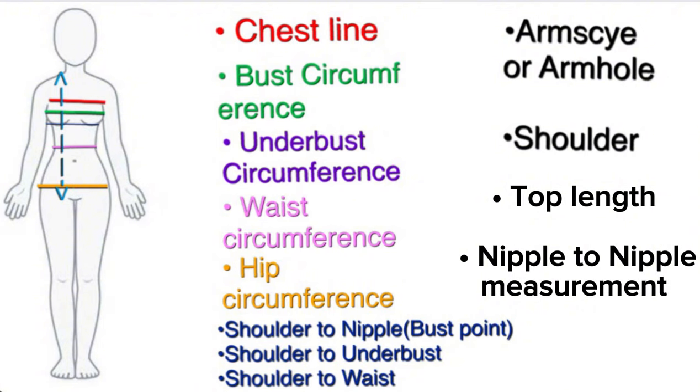So moving on, these are the measurements you need when drafting a basic bodice. Each color here represents the terms and where the measurements are taken, while the black terms are not indicated in this picture. You will need your chest line, your bust circumference, your under bust circumference, your waist circumference, your hip circumference, your shoulder to nipple, which is also referred to as the bust point, your shoulder to under bust, your shoulder to waist measurement, your arm size, popularly known as your armhole.